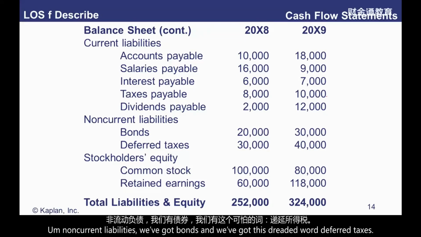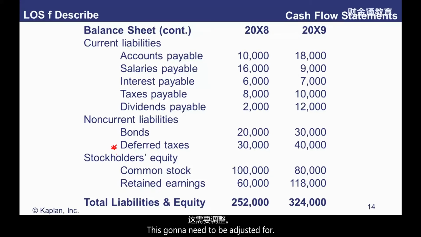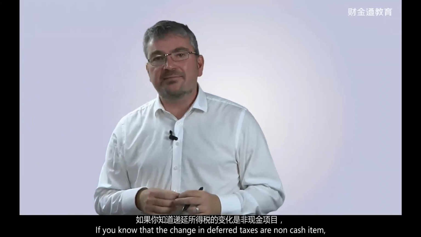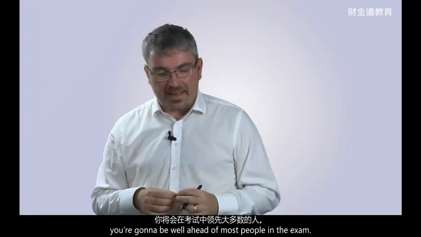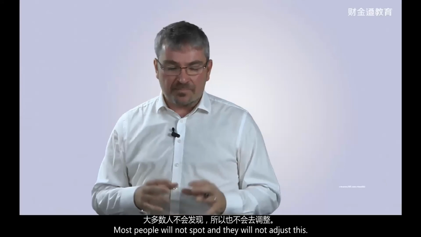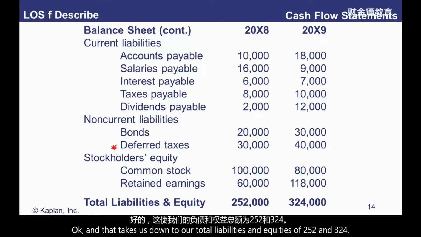Non-current liabilities, we've got bonds, and we've got this dreaded word, deferred taxes. Now, deferred taxes, or the change in deferred taxes, is going to be what we call a non-cash item, and it's going to need to be adjusted for. If you know that a change in deferred tax is a non-cash item, you are going to be well ahead of most people in that exam. Most people will not spot and will not adjust this. Okay, and that takes us down to our total liabilities and equity of 525 and 324.